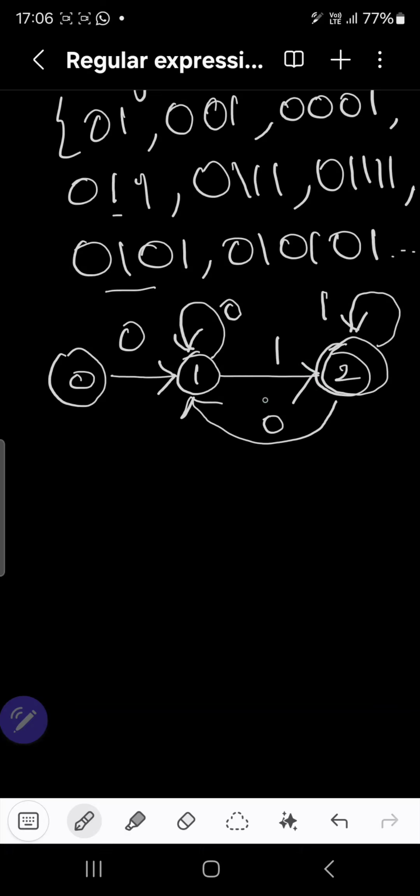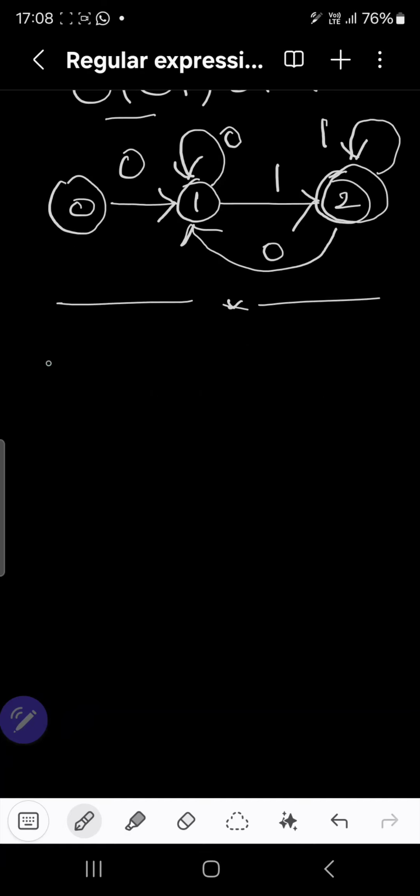So now let's check whether this is a deterministic finite automaton. Deterministic means on a particular input from a state there should not be more than one next state. So from state 0 on input 0 it goes to only the next state 1. From state 1, on input 0 it goes to state 1, on input 1 it goes to state 2. So only one next state. Similarly, from state 2 on input 0 it goes to state 1, on input 1 it goes to state 2. So we are not having more than one next state. So this is a DFA.